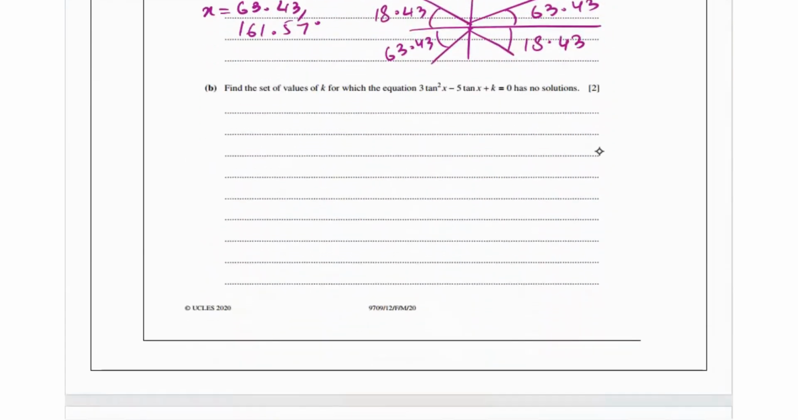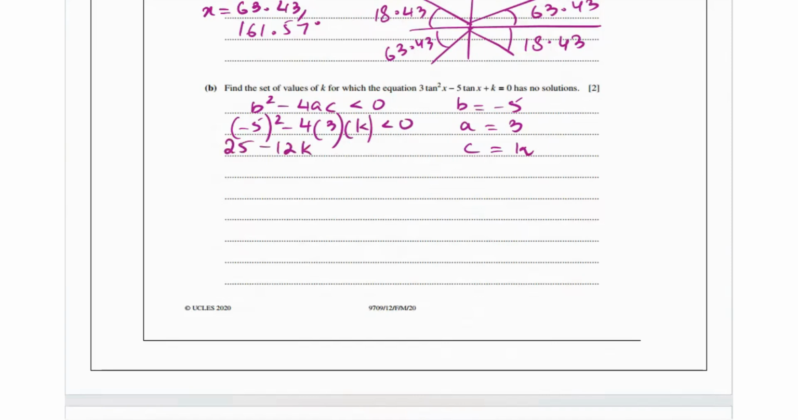Then find the set of values of k for which the equation 3 tan square x minus 5 tan x plus k equals to 0 has no solution. If it has no solution, that means our discriminant is going to be less than 0. So b is going to be -5, a is going to be 3, and c is k. So let's plug this in the equation. -5 squared minus 4 times 3 times k is less than 0. 25 minus 12k is less than 0.